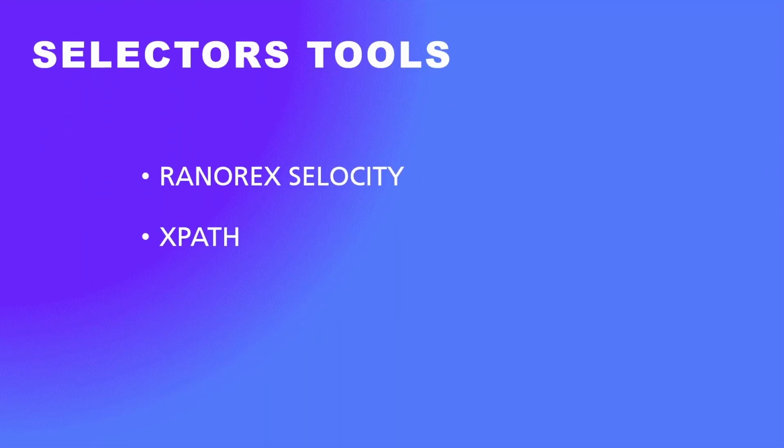In this video, I'm going to explain about Cypress selector tools. We have two selector tools to identify the effective selectors. First one is Ranorex Selocity. It's a Chrome extension. Next, we will use XPath to identify the element in the document of your web page. First, we are going to see about Ranorex Selocity.